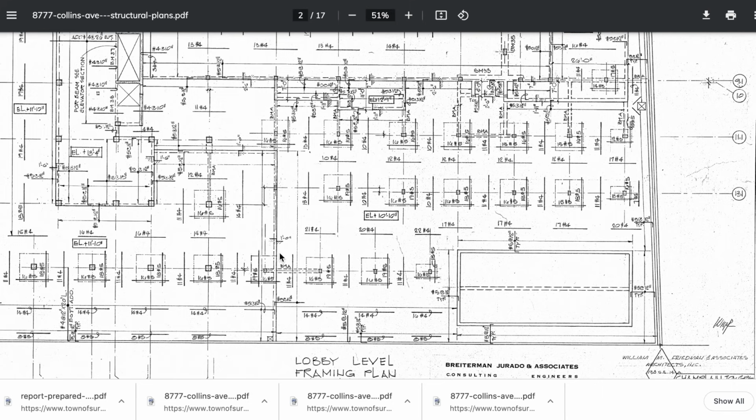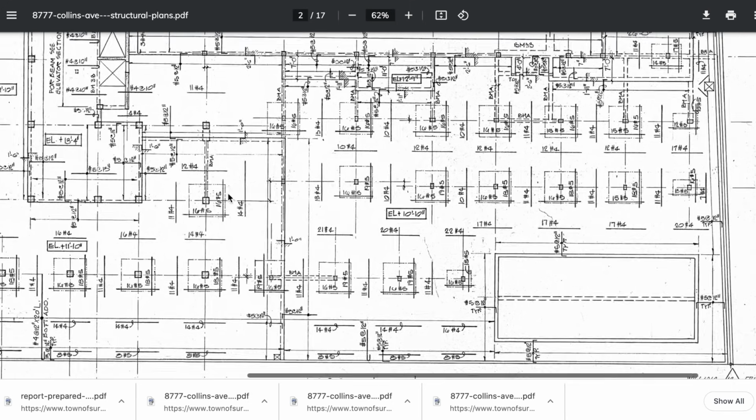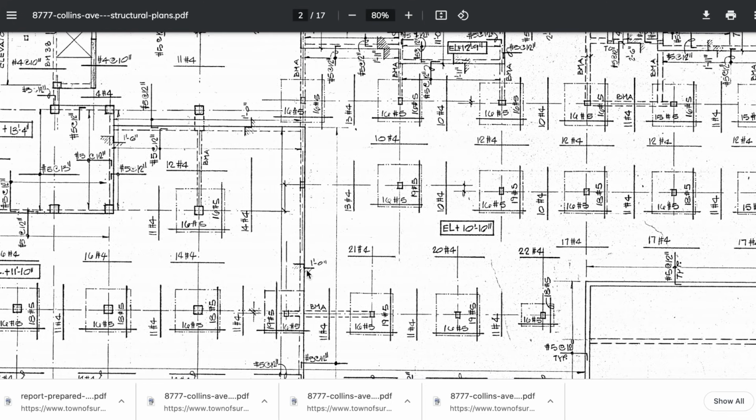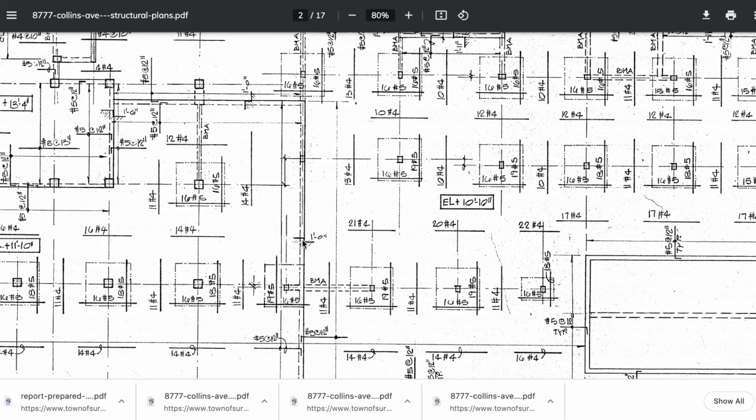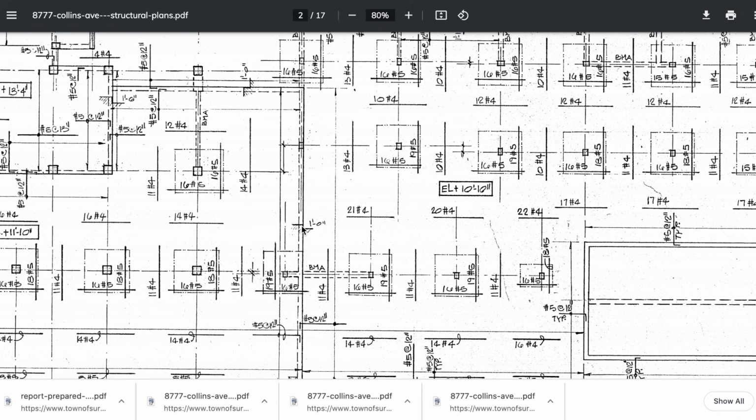And we have, where's our elevation change here? We got 11-10 here. How do we get 10-10 to 11-10? It says 1 foot elevation change here. So we went up 1 foot.